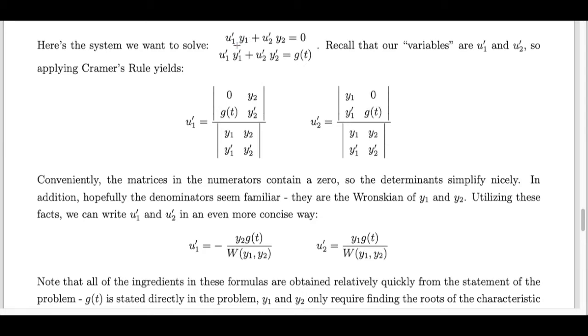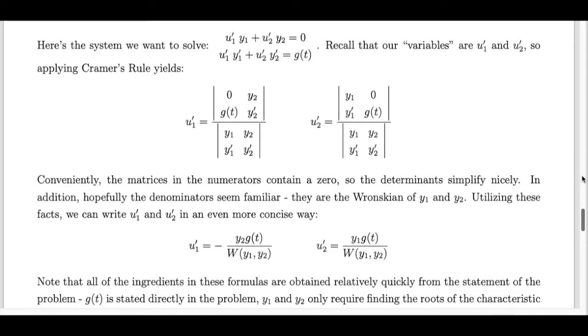So the coefficients are y1, y2, y1 prime, y2 prime. And applying the structure of Cramer's rule gives us these direct expressions for the unknowns u1 prime and u2 prime. What's even better is that each of these numerator determinants includes a 0. So when I calculate this determinant for u1 prime, for example, I'll do 0 times y2 prime, so that'll just be 0, and then I'll have minus y2 times g of t. Similarly, in this numerator, since there's a 0 present, my actual determinant will just be the product y1 times g.